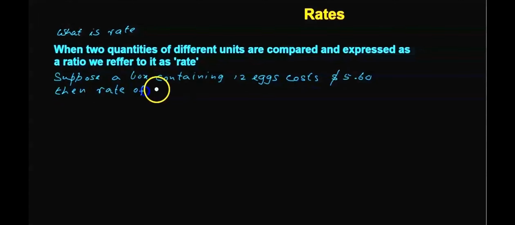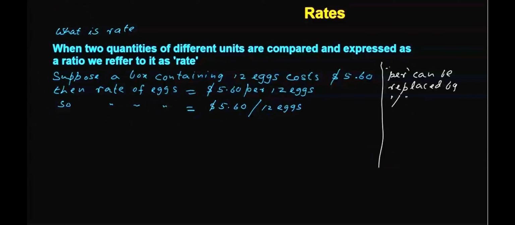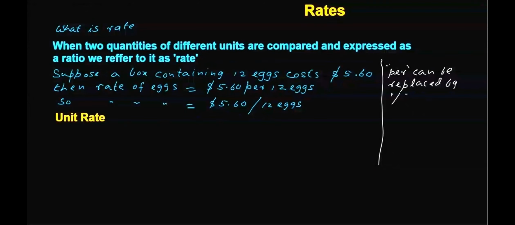Then the rate of eggs is equal to $5.60 per 12 eggs. In this the word per can be replaced by slash. Then we come to unit rate. In this a certain number of units of the first quantity is compared to 1 unit of the second quantity.